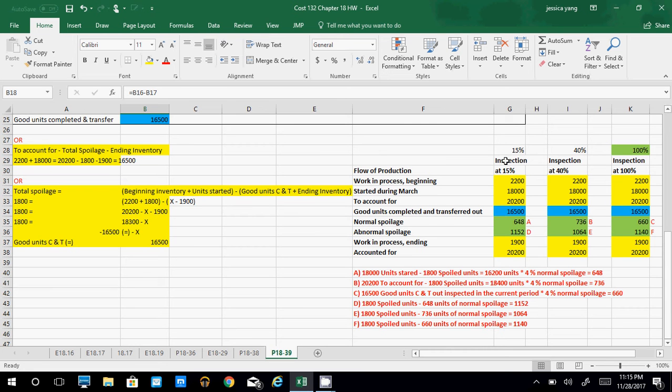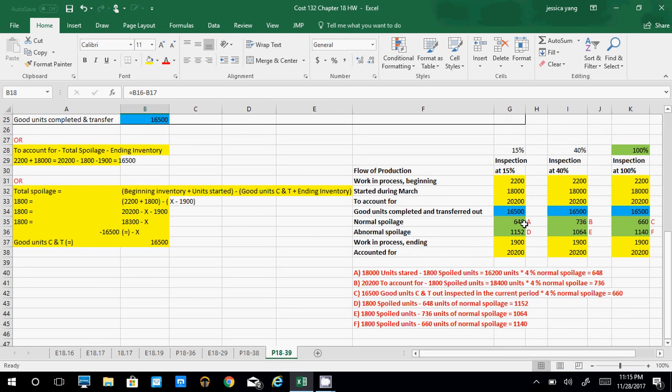because it tells us in the beginning that direct materials are added at the start of the production, whereas conversion costs are added evenly during the process. Now from there on, we know how we got the good units completed and transferred, which was 16,500 units, and we just take that and plug it straight across in the three inspection points.